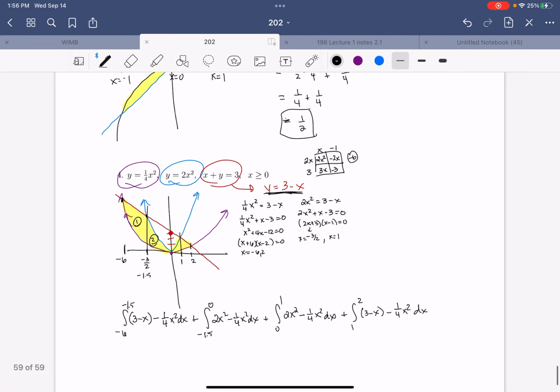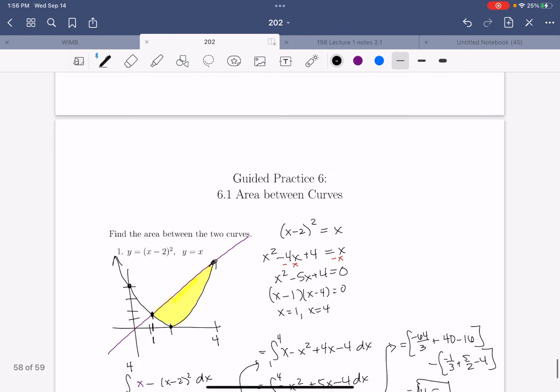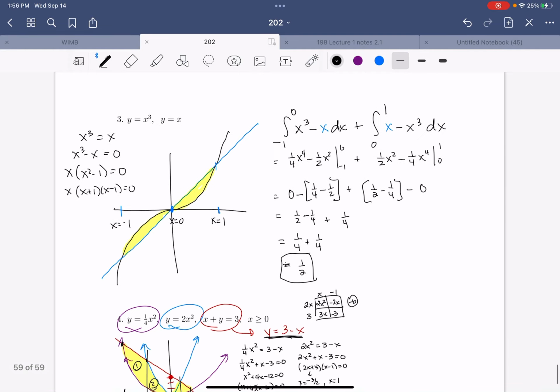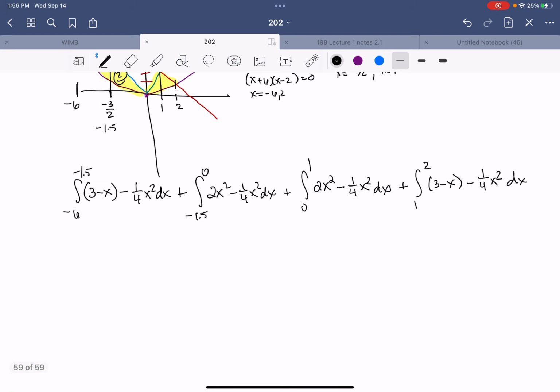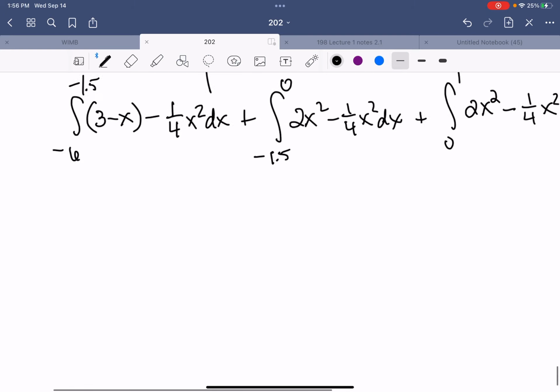Hey everyone, so this is a follow-up to the guided practice 6 where I got all the way through number 4 to the end but didn't evaluate any of my integrals. So that's what we're going to do now. So let's see, first we're going to simplify each one.